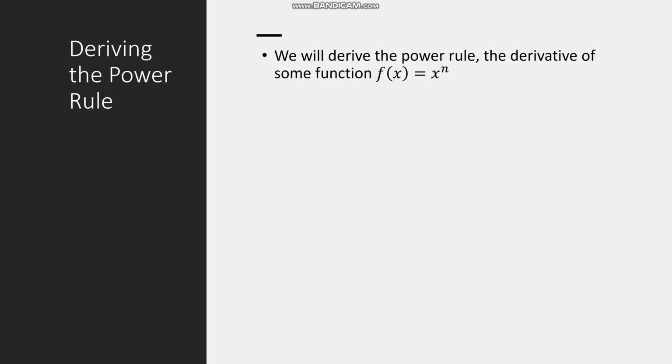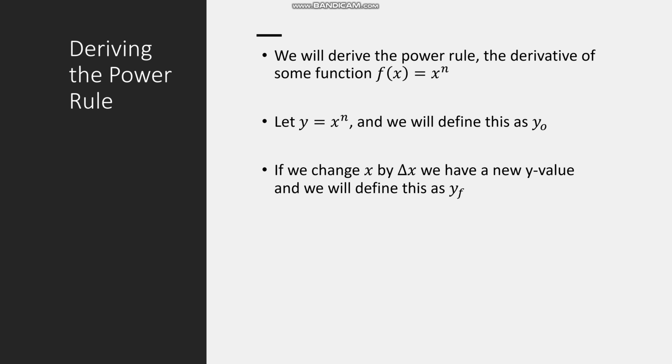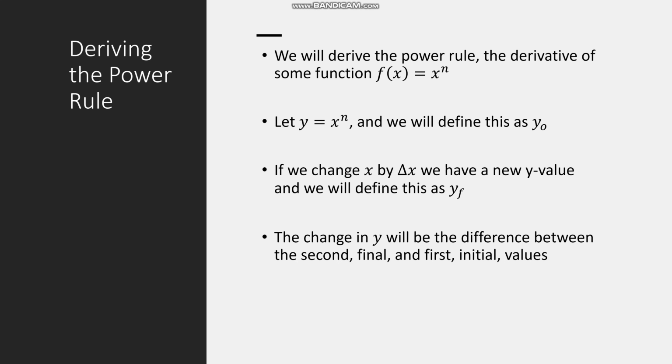So when we derive the power rule, we're going to look for the derivative of some function f of x that equals x to the n. So we're going to call this y, and we'll define this as y naught, or y sub 0. And if we change x by delta x, we will have a new y value, and we'll define this as y sub f. And then the change in y will be the difference between the second, final, and first, initial values. Shown here, delta y equals the quantity x plus delta x to the n minus x to the n.